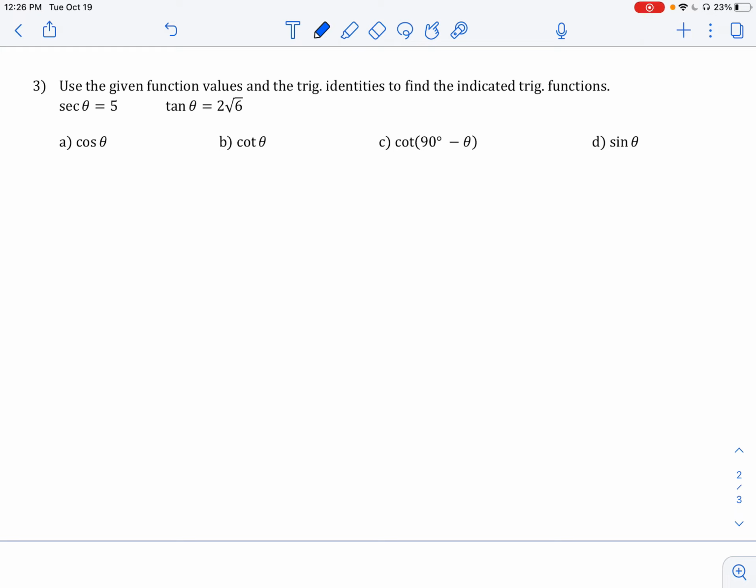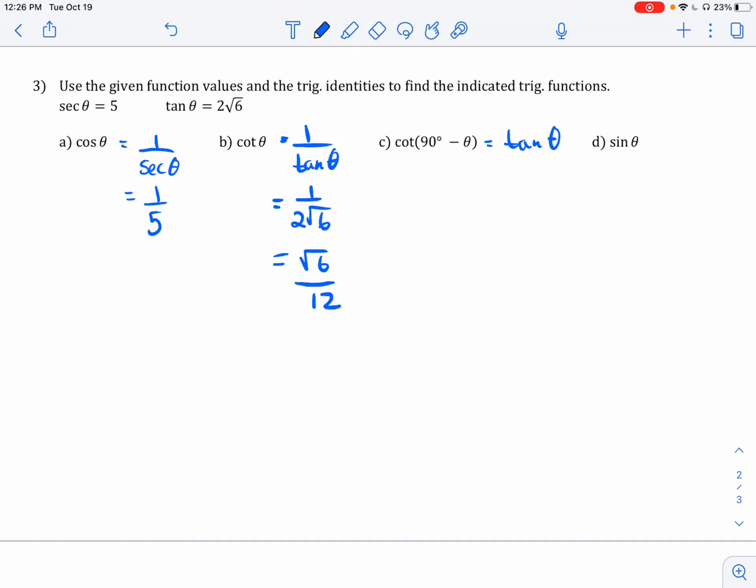to evaluate these. If we know that the secant of theta is equal to 5, and the tangent of theta is equal to 2 root 6, I can then say cosine of theta is equal to 1 over the secant of theta. So this would be 1 over 5. Cotangent is 1 over the tangent of theta, or the reciprocal of tangent theta. So that's 1 over 2 root 6, which we should rationalize to root 6 over 12. Cotangent of 90 minus theta, that is a cofunction with tangent of theta. So since we know what tangent of theta is, we can just say this is 2 root 6.